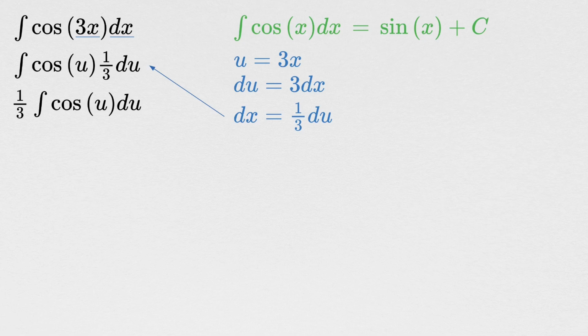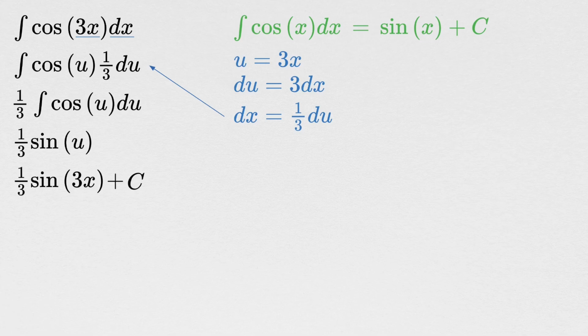Following that example, integrating gives us 1/3 sine of u. Our solution needs to be in terms of x and not u, so the last step is replacing u with our original expression 3x, giving us 1/3 sine of 3x. Because this is an indefinite integral, we add a plus c for our constant of integration.